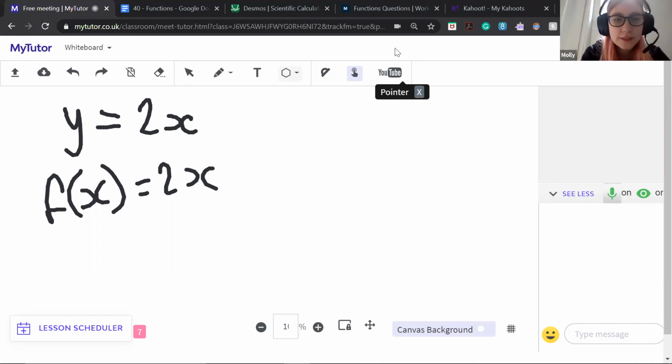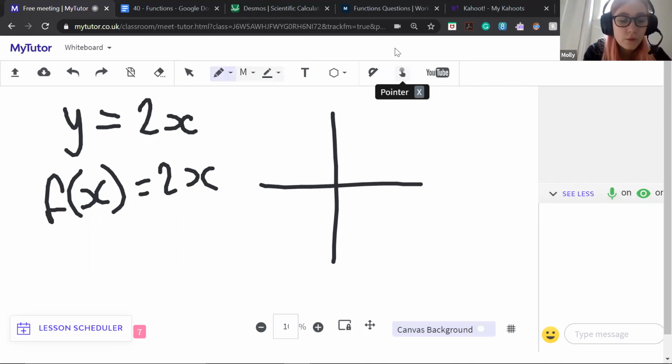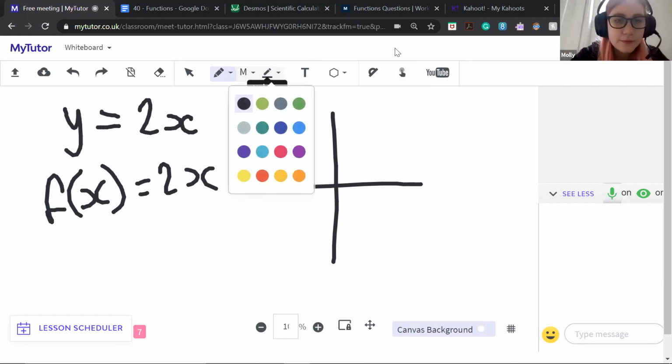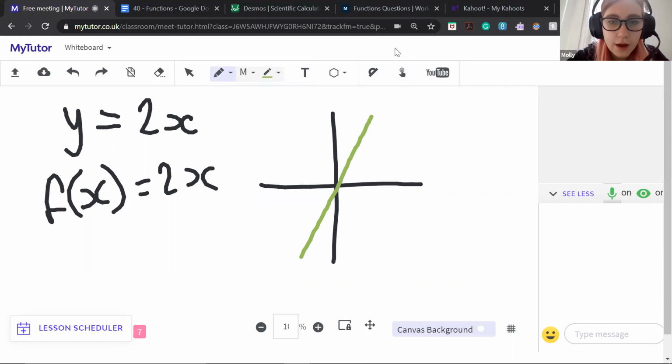So if we draw this, y equals 2x, it's going to look like this, maybe I'll do it in a different color, some sort of straight line graph. Now, what we want to do here is find the inverse. And what that means is, if y is 2x, how do we then get from x to y? So basically what this means is, rearrange to find what x is.